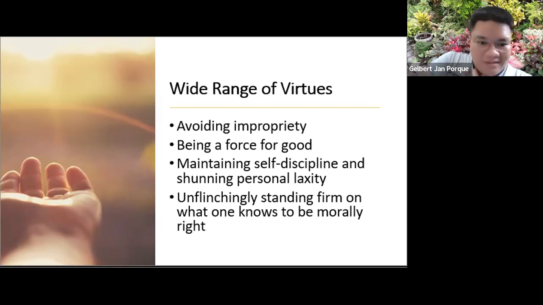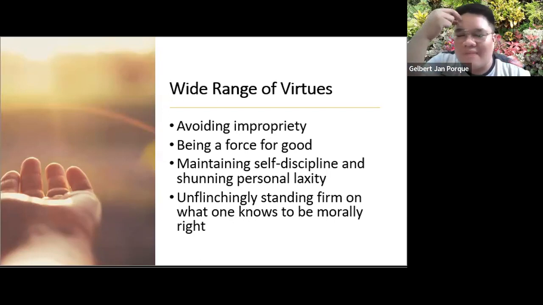Then maintain self-discipline. Okay, class, a very simple way to explain that is that when your uniform is white, you need to make sure it is maintained white. And then class, we avoid personal laxity. Iniiwasan nating maging lax, iniiwasan natin maging masyadong chill. Because you ought to be self-disciplined. And then, unflinchingly standing firm on what one knows to be morally right. For example, Shaira noticed in the hospital that I committed a medication error. If Shaira is a morally right nurse, Shaira would report me. Even if it would occur in the mind of Shaira, "Oh, he was my instructor in the past, but he committed a medication error," I should still report him.